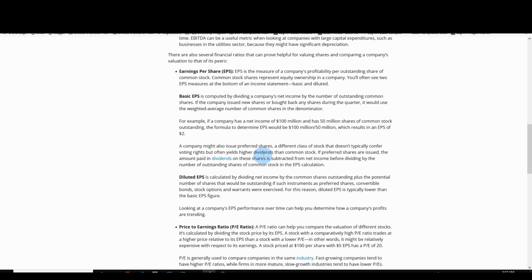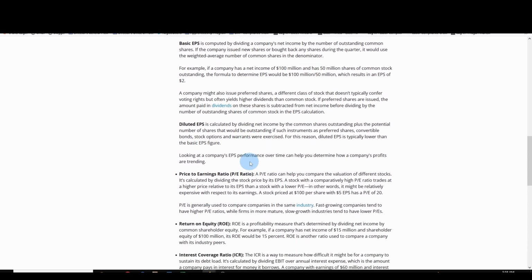A company might also issue preferred shares, a different class of stock that doesn't typically confer voting rights but often yields higher dividends than common stock. If preferred shares are issued, the amount paid in dividends on these shares are subtracted from net income before dividing by the number of outstanding shares of common stock in earnings per share calculations. Diluted earnings per share is calculated by dividing net income by the common shares outstanding plus the potential number of shares that would be outstanding if such instruments as preferred shares, convertible bonds, stock options, and warrants were exercised.